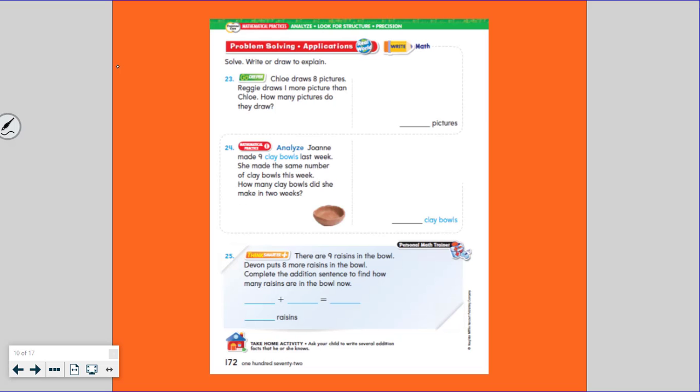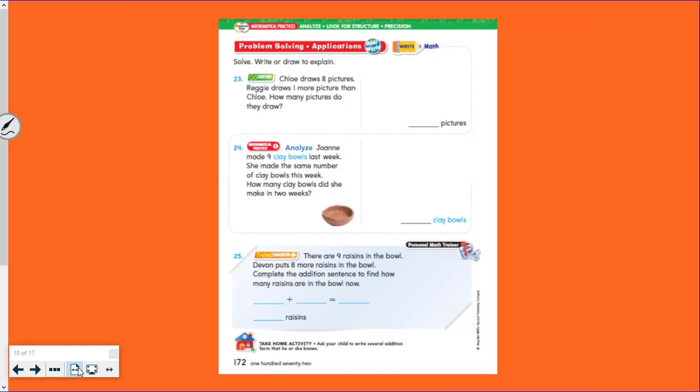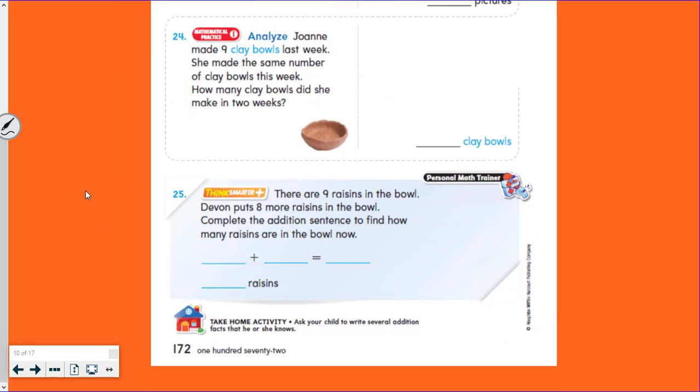All right, so on this page, we're going to look at problem number 25. Let's make it bigger. So there are 9 raisins in the bowl. Devin puts 8 more raisins in the bowl. So there's 9, and then he puts 8 more in. Complete the addition sentence to find how many raisins are in the bowl now. So he had 9, right? And he added 8 more raisins in the bowl.